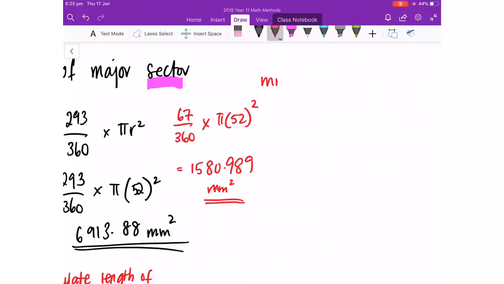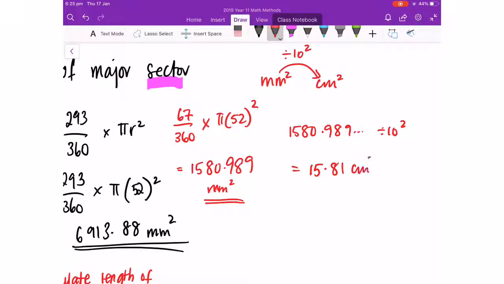You might be wondering, how do I find that in centimeters squared? So millimeters to centimeters, there's 10 millimeters in a centimeter. So I'm going to be dividing that by 10. But because the units are squared, I've got to square this conversion as well. So I'm going to do 1580.989, whatever the number is, divided by 10 squared. That means it's going to be equal to 15.81 centimeters squared. There we go.